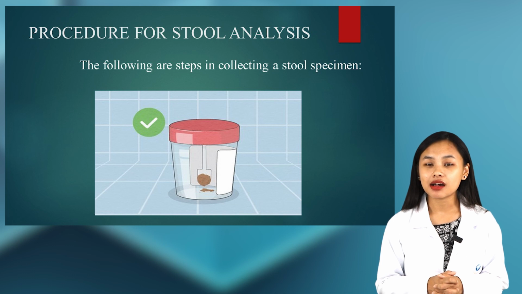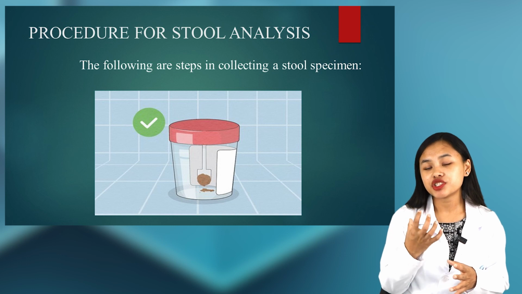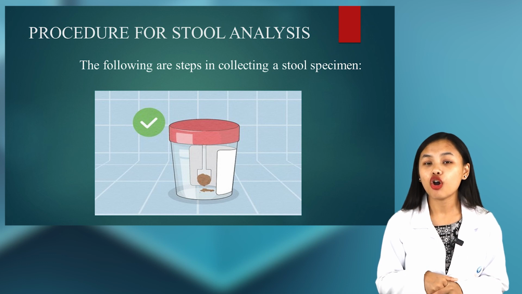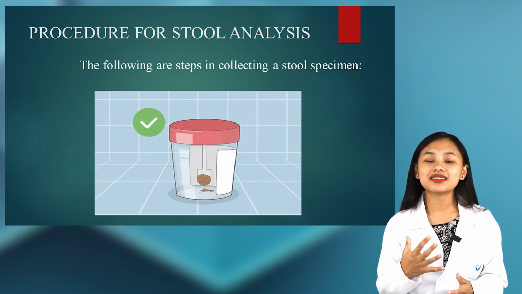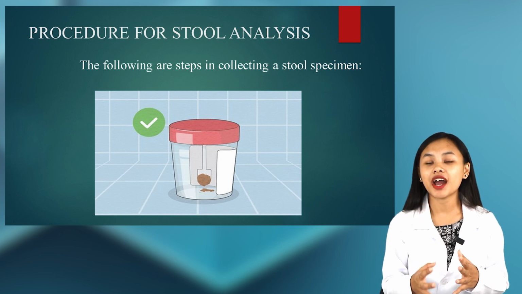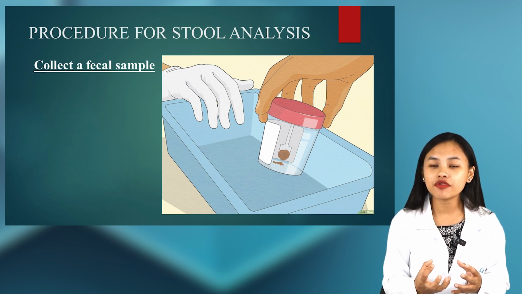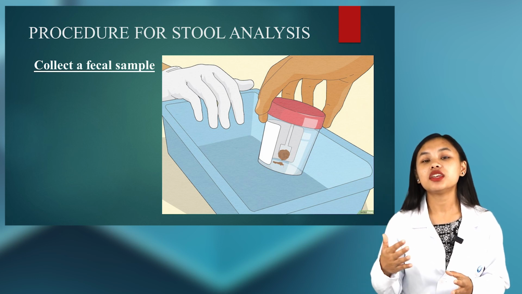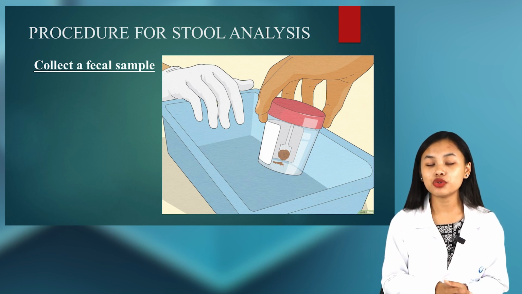So now let us discuss the procedure for stool analysis. So this procedure consists of a few steps. The first one is the collection of the fecal or the stool sample. So here what we as nurses must do is provide gloves to the patient. We must advise them to wear it, and then provide a container which is leak proof and has a strong lid, whereby we will be telling the patient that they must collect a small amount of their stool in this container.